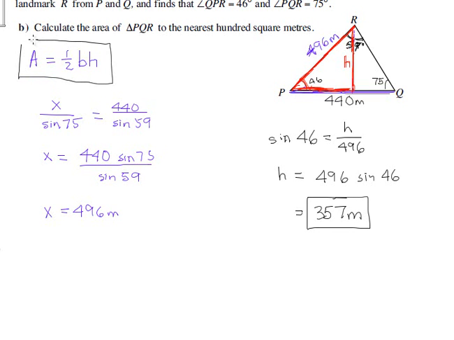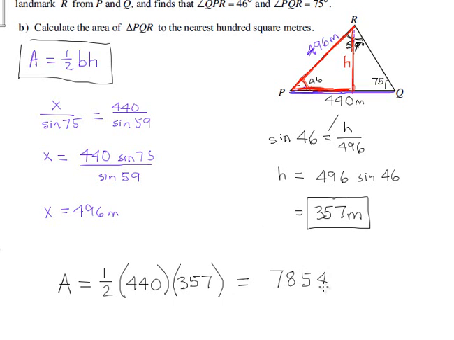So, at the very beginning we said to get the area that they're asking for, we need the base and the height. The area is 1/2 times the base, which they gave us, it's 440, times the height, which is 357, and punch some keys on the calculator, and out should come an area. I get 78,540 square meters.